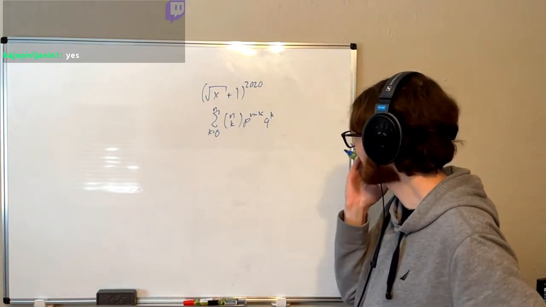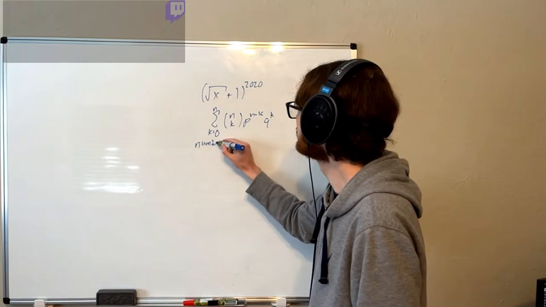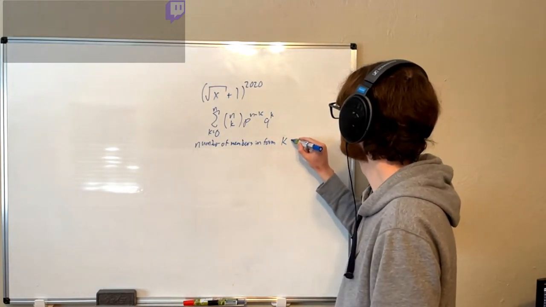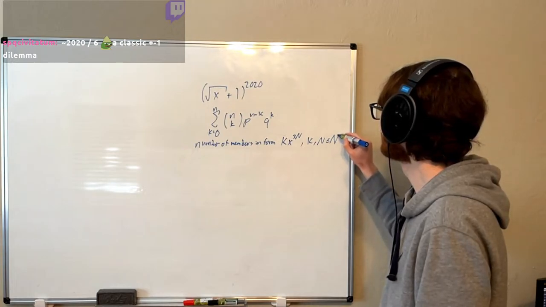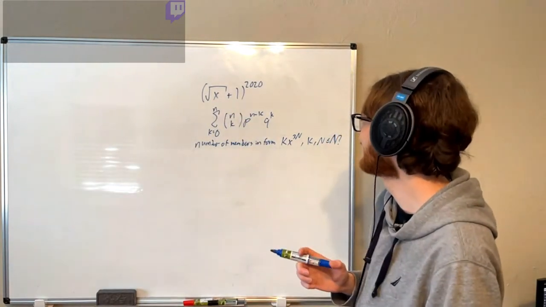So x to the 3n. All numbers with number of members. Okay, so that's our question here. About 2020 over 6, classic plus 1 or minus 1 dilemma. Yeah, SPQ, I was just thinking about dividing it into 6, because you have a root x. I don't know.